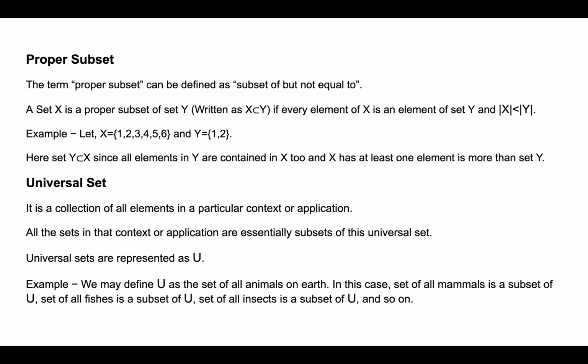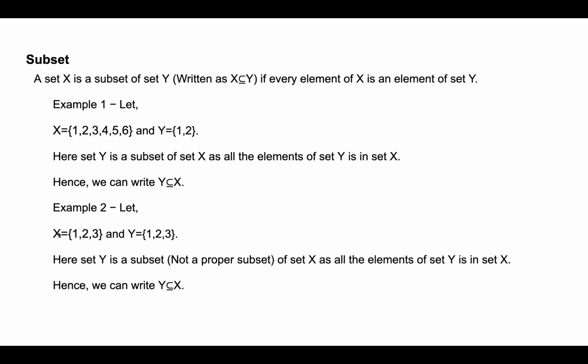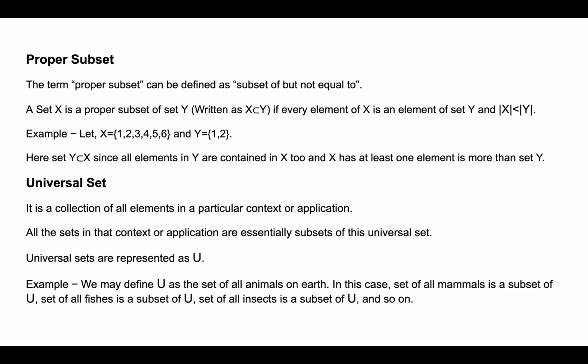In case of a proper subset, what is it? In a proper subset, the sets should not be equal. Like this, X is 1, 2, 3 and Y is also 1, 2, 3, and we can say X is a subset of Y and Y is a subset of X. It should not be the case with a proper subset. In a proper subset, the cardinality of the subset must be less than the cardinality of the original set. It is denoted like this.